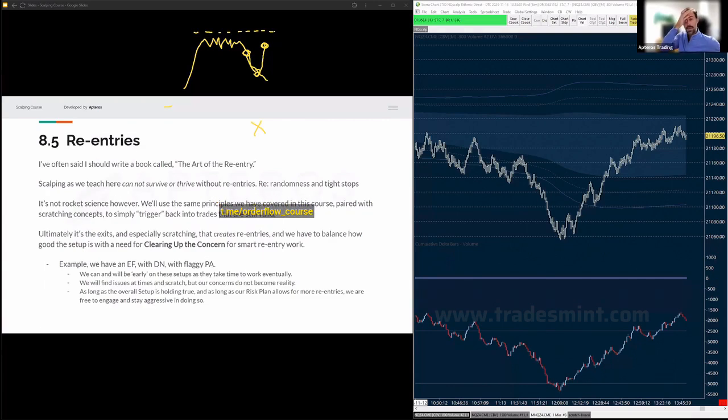Reentries. I've often said I should write a book, and maybe I will one day, called The Art of the Reentry. Scalping, as we teach here, cannot survive, much less thrive, without reentries. Remember all the randomness we talked about? No matter how good your analysis is, things can change on a dime.